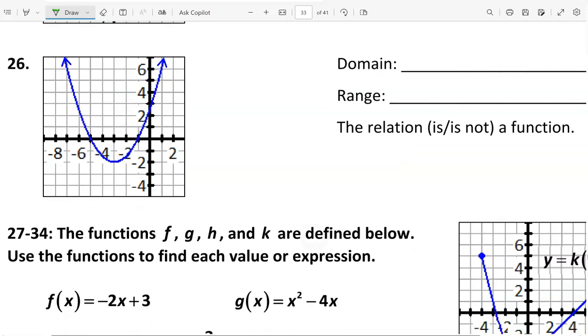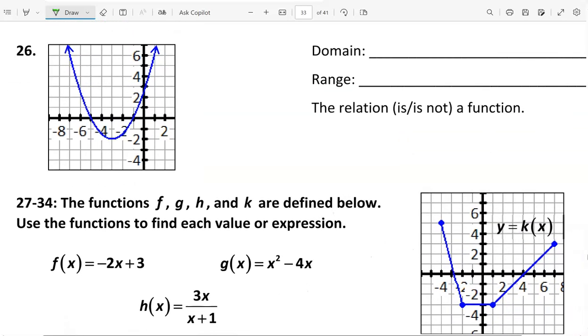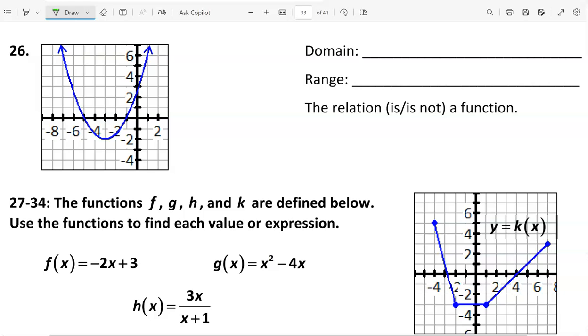For number 26, this is similar. So we're going to look at the domain, and as we travel from left to right, I notice the left side has an arrow on it, and the right side also has an arrow on it, which means the graph continues all the way to the left and all the way to the right. That means our domain is all real numbers. You can use the symbol or you can use the words all real numbers there.